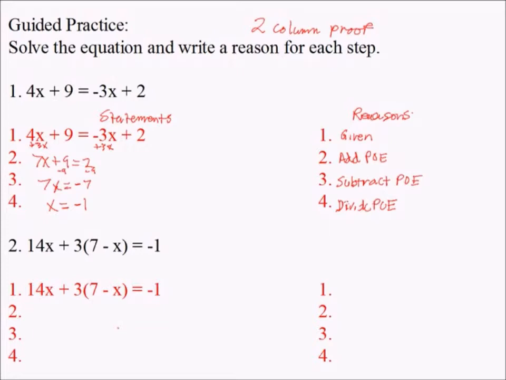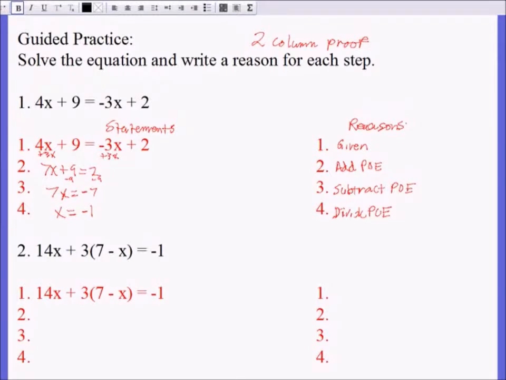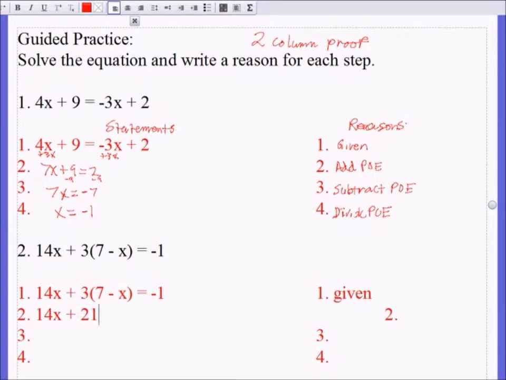Okay, so right here, like I said, let's go ahead and just type this bad boy out. Remember I told you traditionally it's going to be the same, that first step. So the first step here is going to be given. So what do we do here? We have to distribute my 3 right here. So this is going to be 14x plus 21, because 3 times 7 is 21, minus 3x equals negative 1.